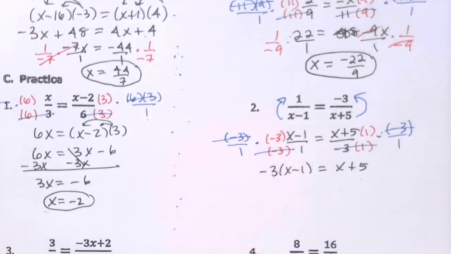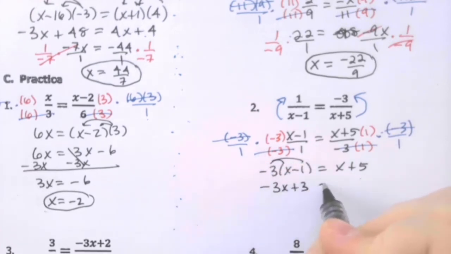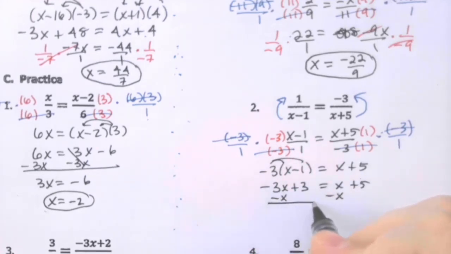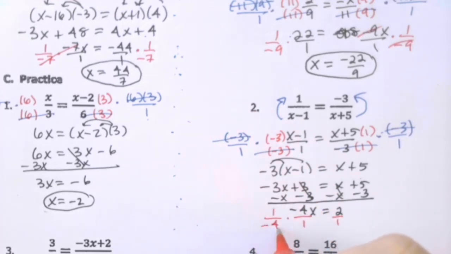So finishing this up, distribute the negative 3. Negative 3x plus 3 equals x plus 5. And then we're going to subtract x's left and numbers right. So I get negative 4x equals 2. To get rid of the negative 4, put them over 1 and multiply by 1 over negative 4.